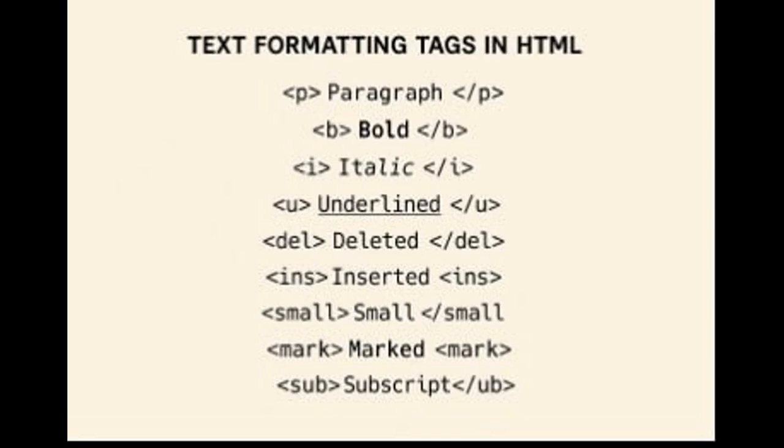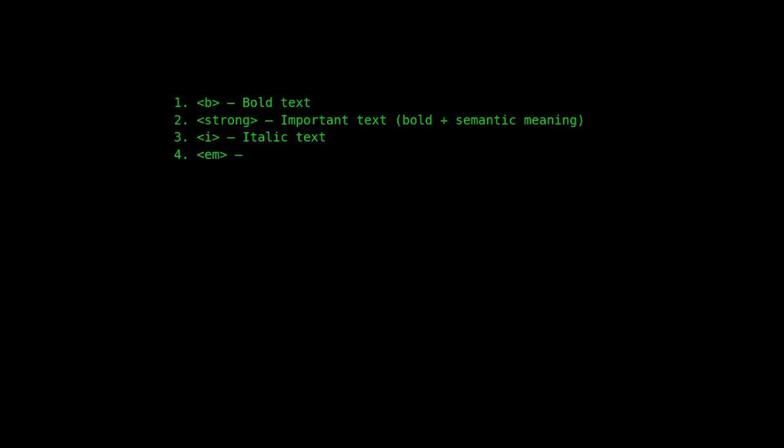HTML provides many tags to format text and emphasize content. Common formatting tags: 1. b, bold text. 2. strong, important text, bold plus semantic meaning. 3. i, italic text. 4. em, emphasized text, italic plus semantic meaning. 5. u, underlined text. 6. mark, highlighted text. 7. small, smaller text. 8. del, deleted text, strikethrough.